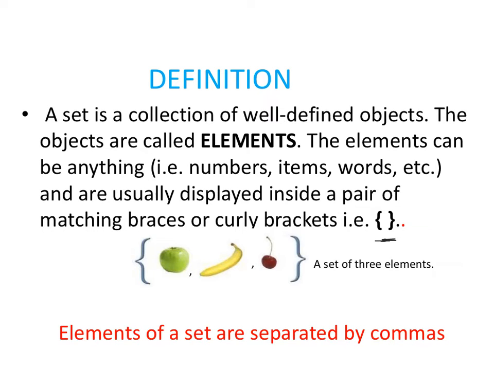The example we have here is a collection of fruits, and it's a set of 3 elements. We have apple, banana, and peach. So these are elements of this set, fruits. Elements of a set are separated by commas, as we can see.